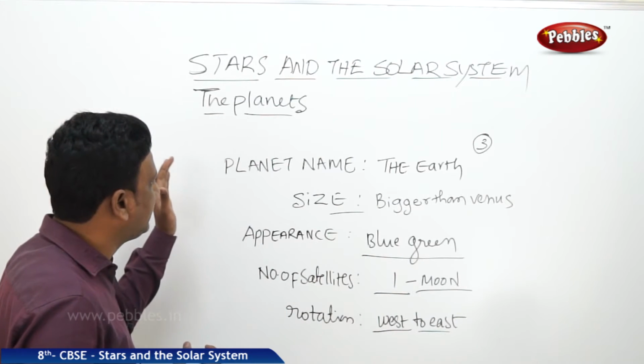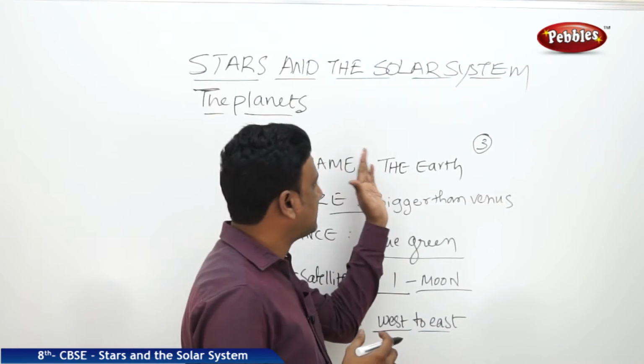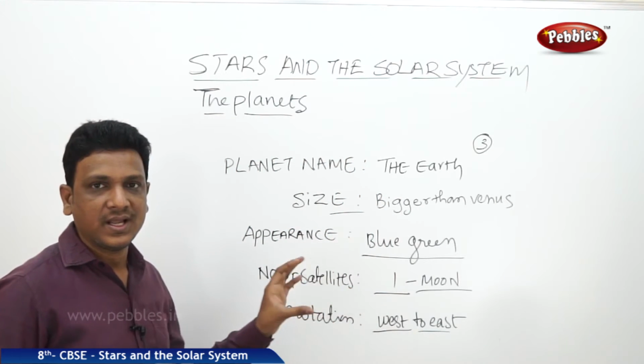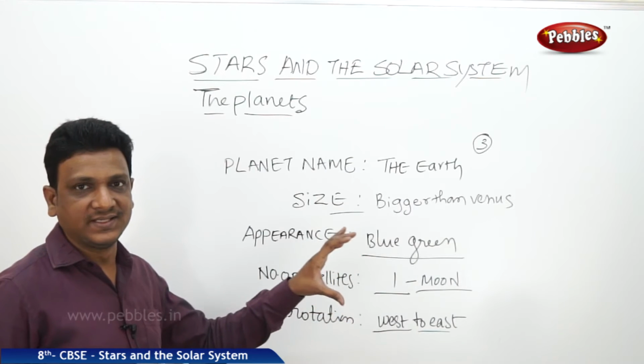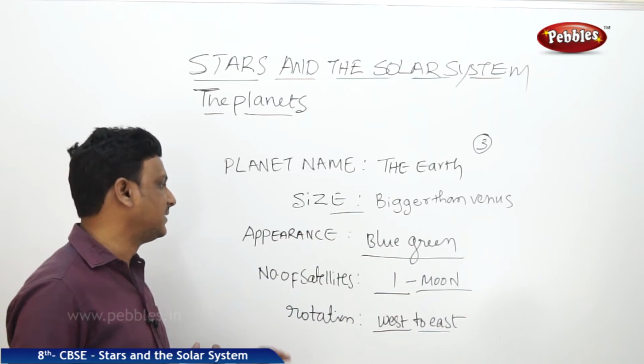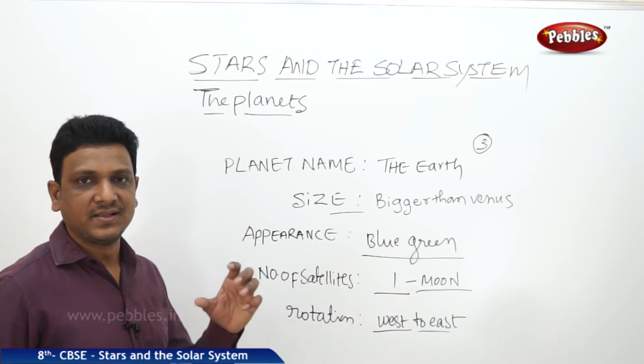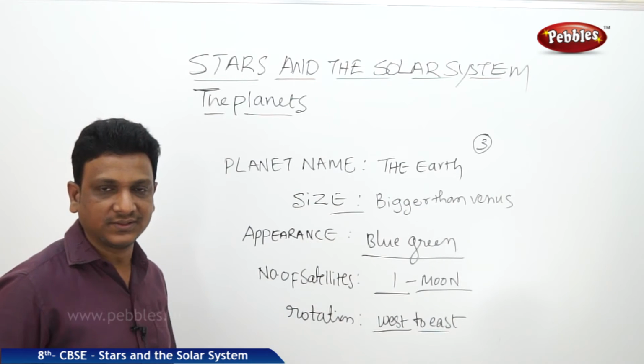So this is about the Earth. The Earth is the third planet. It is the blue-green planet. It has the atmosphere, water and all the necessities for the existence of life, and it is the only planet that contains life, on which we are living. It has a natural satellite, that is the Moon, revolving around the Earth.